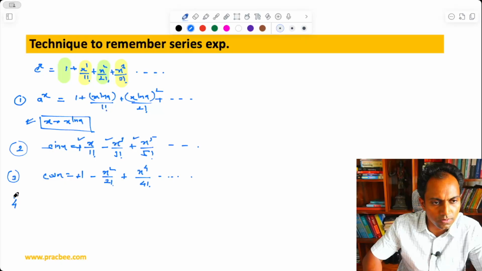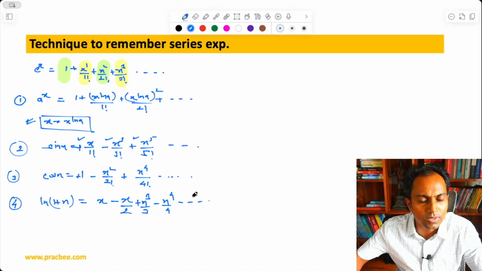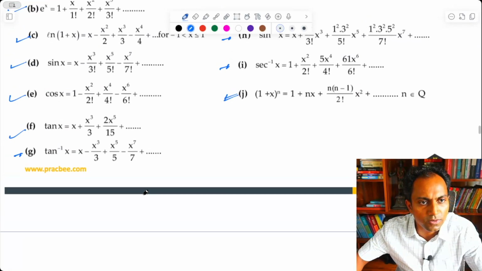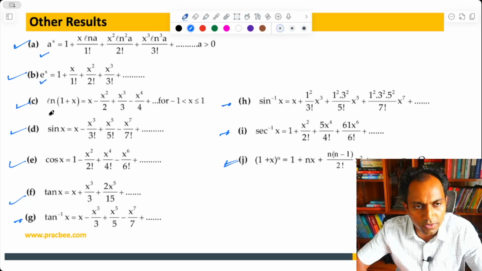Then the fourth one was ln of 1 plus x. Once you have got this, what we now need to do is basically take all the terms but remove the factorial sign. So what we are writing is x, then alternate plus minus sign. So x by 2 plus x cube by 3 minus x raised to the power 4 by 4. You can see that the first 4 important ones we have already got. This was for a raised to the power x, we have already got it. e raised to the power x, we already derived it.